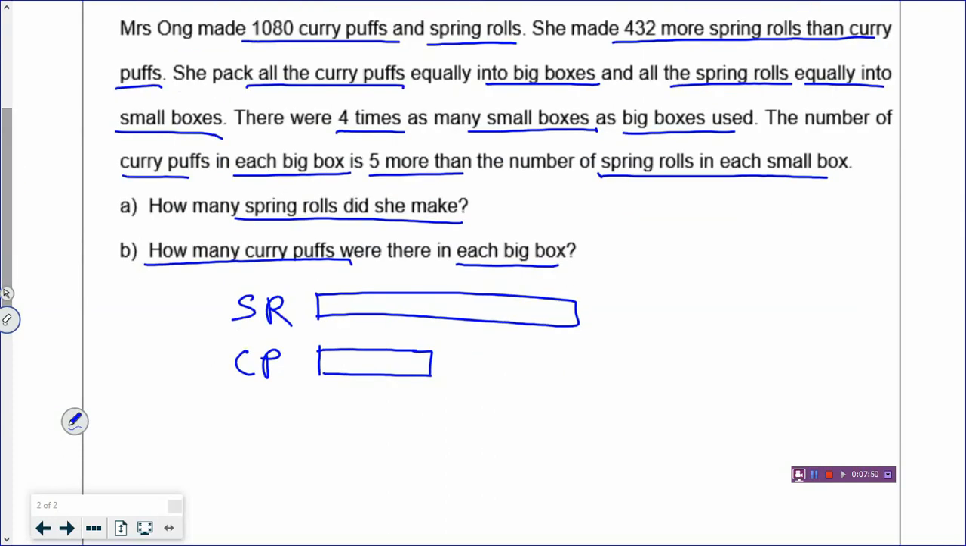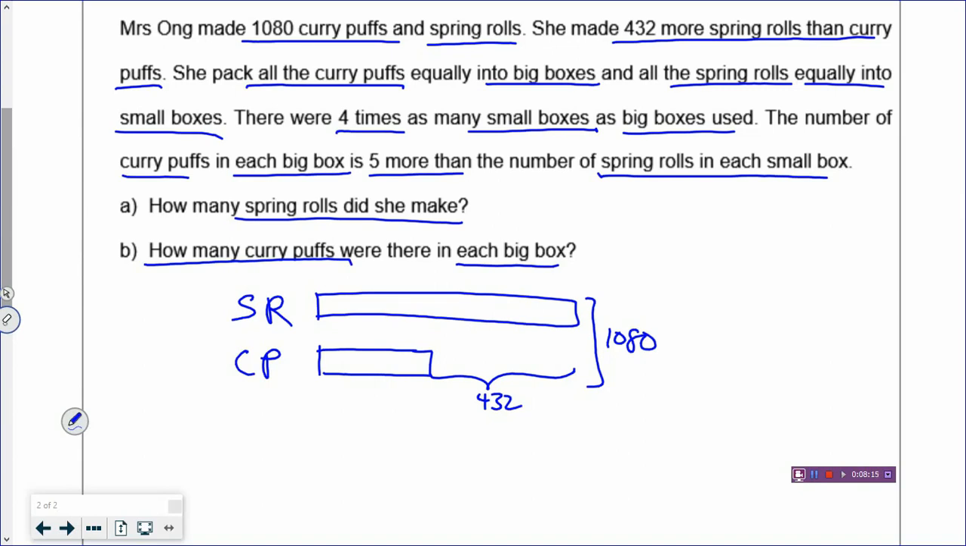Alright, and she made 432 more spring rolls. So you put 432, and altogether she made 1,080 curry puffs and spring rolls. So that's your total, and you can find how many spring rolls and curry puffs already. So you take 1,080 and you minus 432, and then you divide by 2, right, to get 2 units, 2 equal parts.